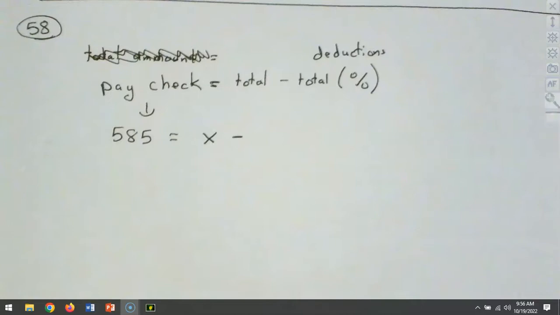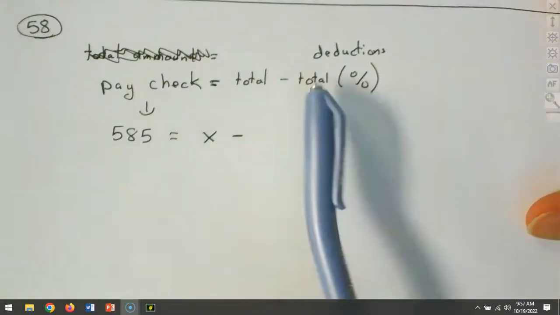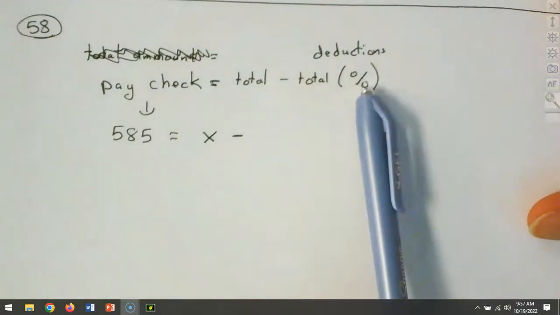Now the government gets 10%. How much would I really get? Okay, I take my $500 and I take 10% of that $500. That's $50. That's my deductions. So then I take my $500 and I take out that $50, which is my deductions, right? And I get $450. How did I come up with that $50 deduction? I took the total that I made and I took it times the 10%, right? So that's why this is the total times the percentage.